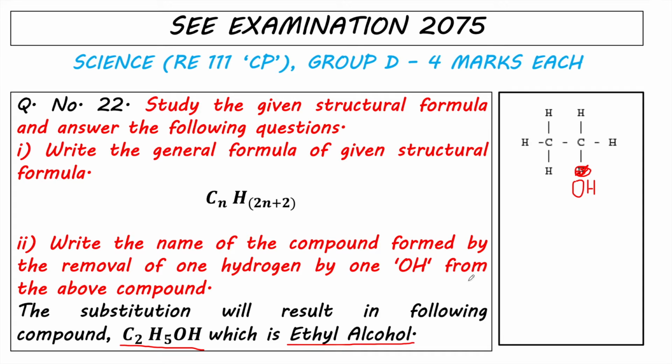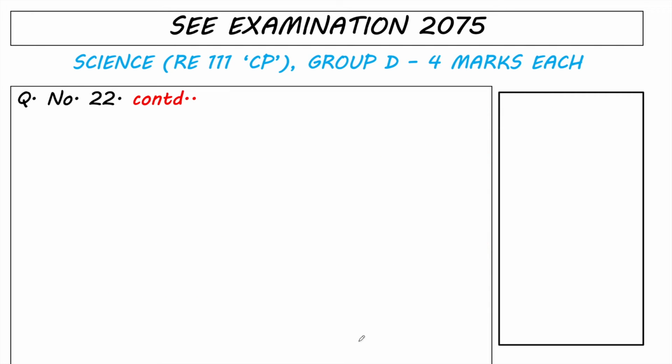It's going to be C2, then 1, 2, 3, 4, 5. Don't count this, just the independent H atoms, you count that. So there's 5, H5, and the remaining OH radical. That's going to be C2H5OH, which is ethyl alcohol. Okay. Still continuing on question number 22.